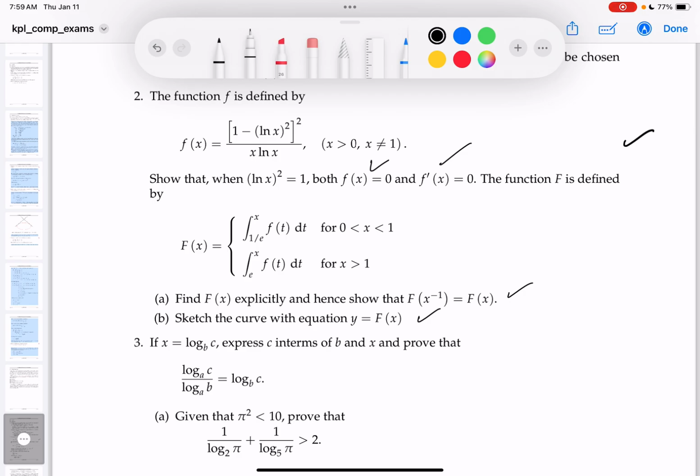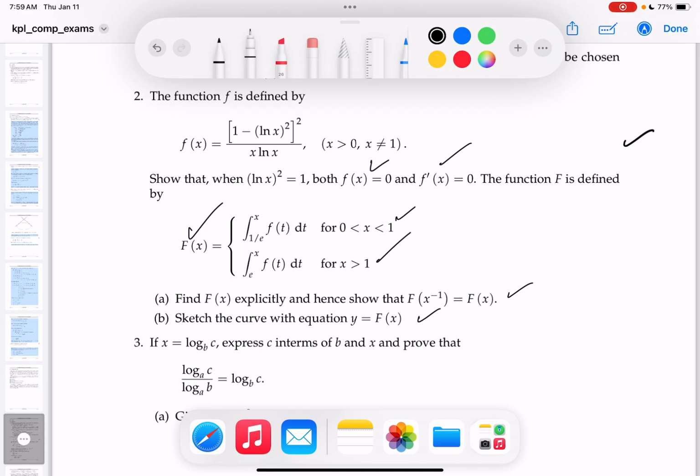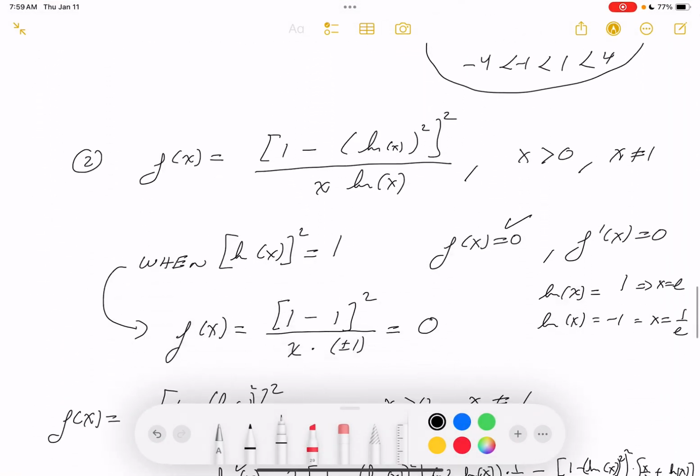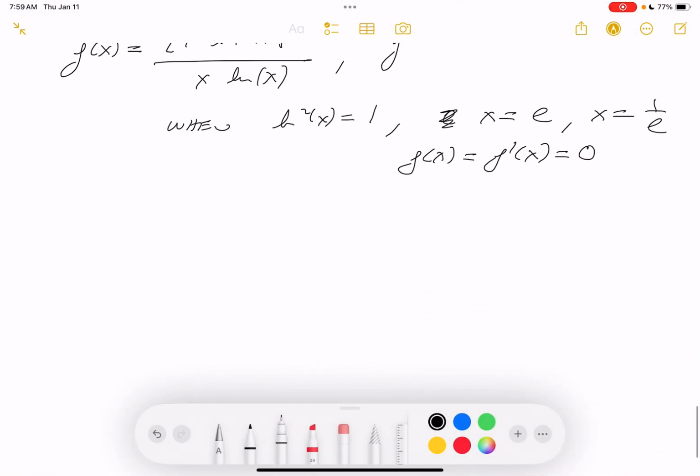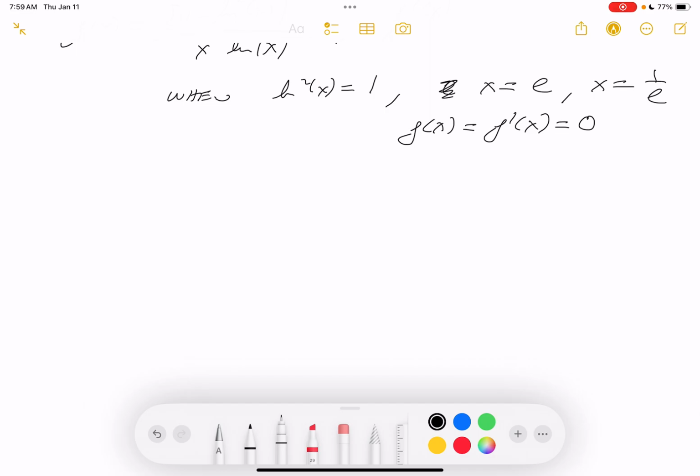All right. They tell me there's a new function, this big F, is equal to these integration problems over here. So what do they want to do? They want to find F of x explicitly, and then hence show that F of x to the minus 1 is the same thing as F of x. So I gotta do this, and this is the part that is going to require some integration. So let's write this down. It's going to be part A. So I'm going to write down what F of x is again.